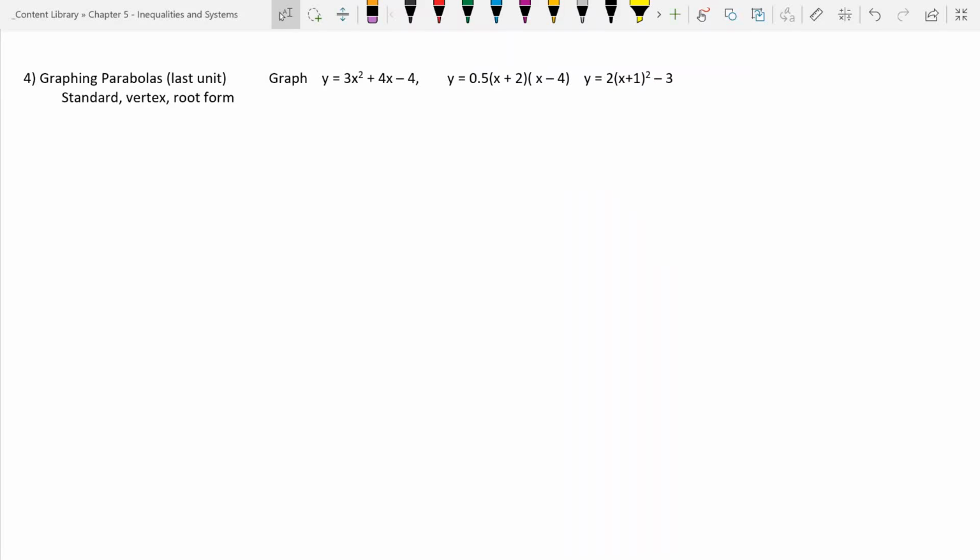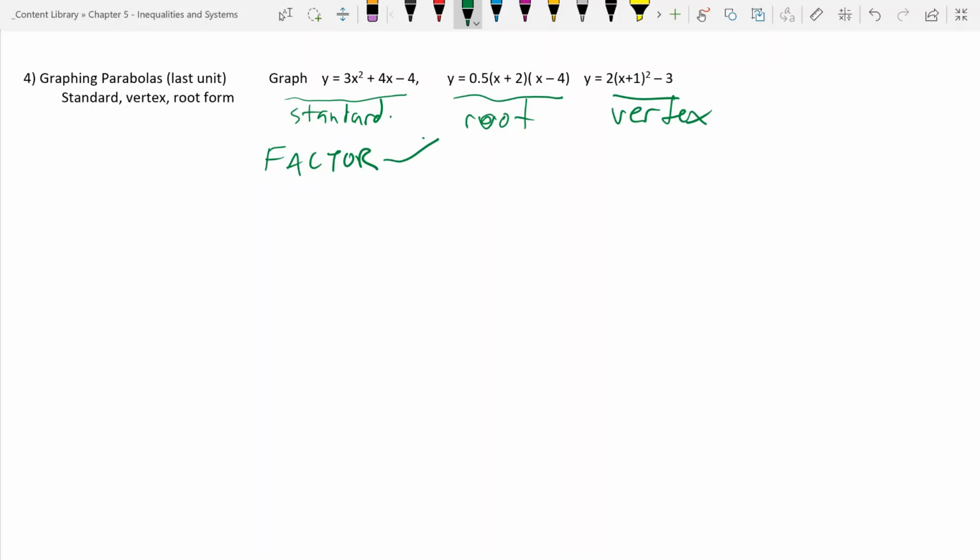The basic idea of graphing, whether you have standard form or vertex form. Sorry, this is root form or vertex form. Okay, root form. If we have standard form, what we're going to have to do is factor. If we factor, it will help turn it into root form, or we can complete the square, which is going to turn it into vertex form.